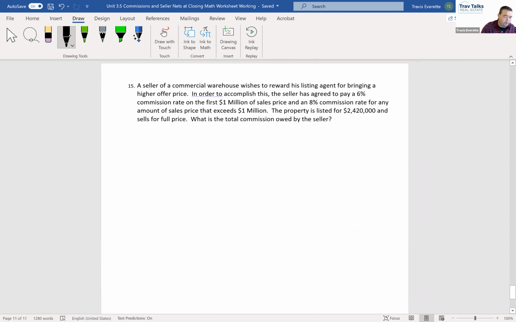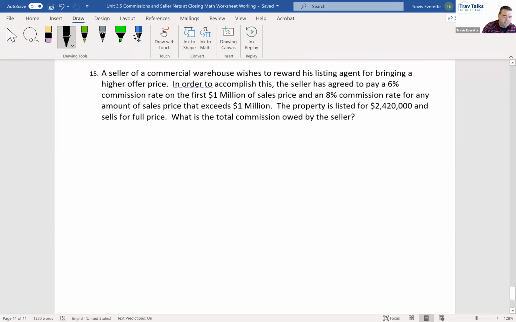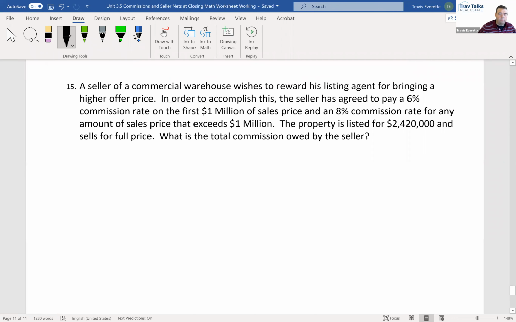All right, look at number 15. It says a seller of a commercial warehouse wishes to reward his listing agent for bringing a higher offer price. In order to accomplish this, the seller has agreed to pay a 6% commission rate on the first $1 million of sales price and an 8% commission rate for any amount of sales price that exceeds $1 million. The property is listed for $2,420,000 and sells for full price. What's the total commission owed by the seller? This one looks to me like it is in two pieces, but let's be sure.